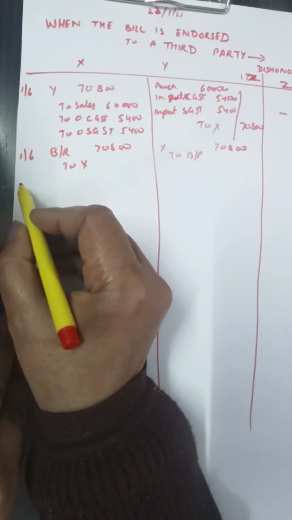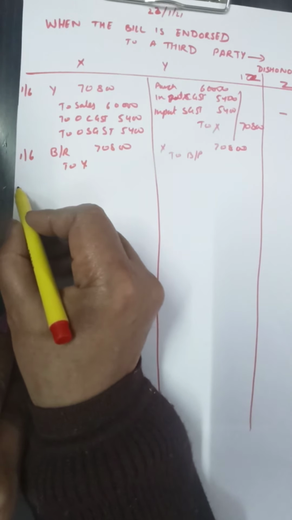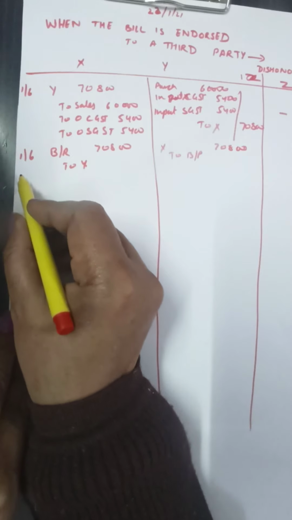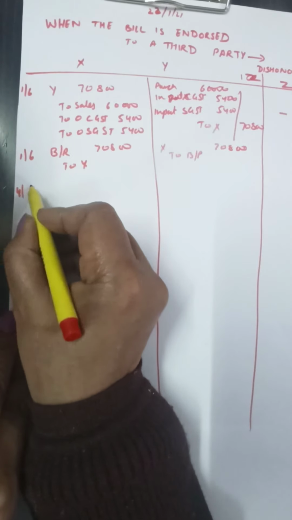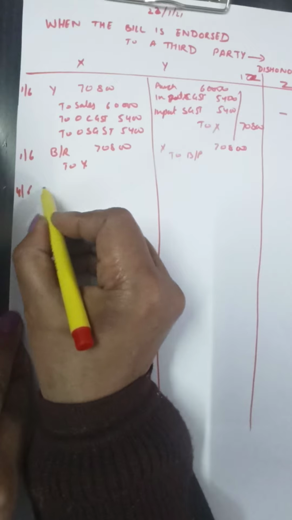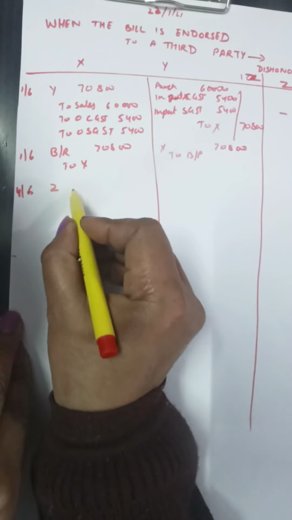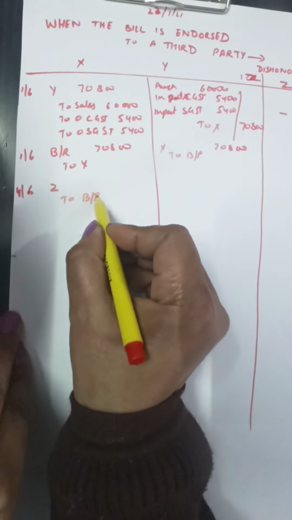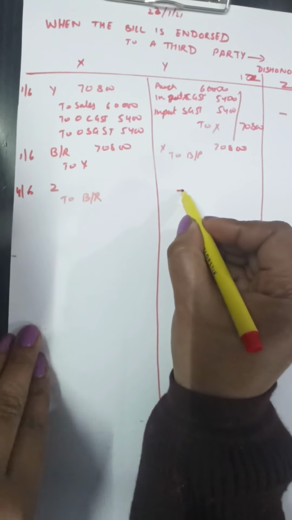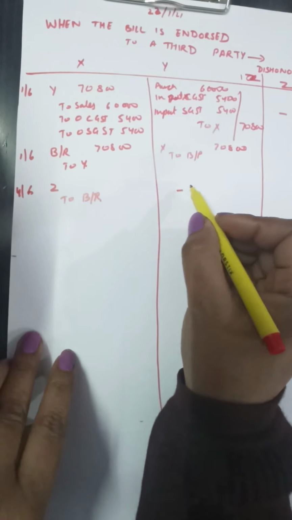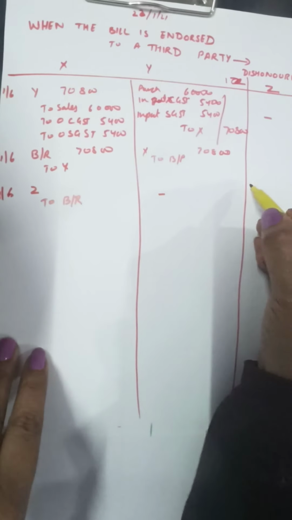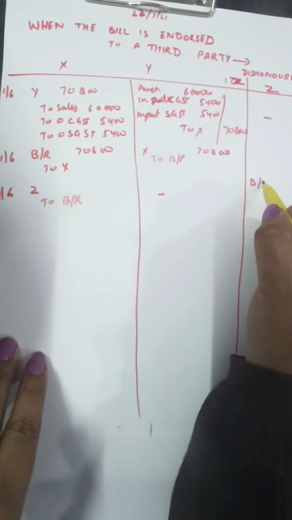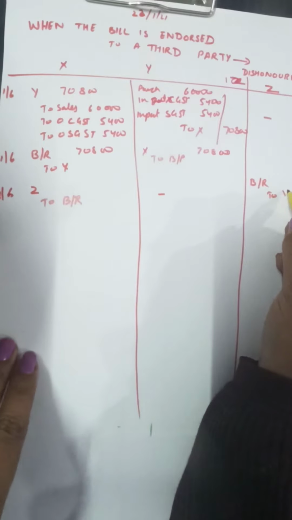Now, next is 3 days later, they say. That means 1st, 2nd, 3rd, 4th. 4th of June, what is happening? The bill is endorsed. X is endorsing the bill to Z. Z to BR. Y is not affected for the endorsement. And at that date, Z is receiving the bill. So, BR to X.